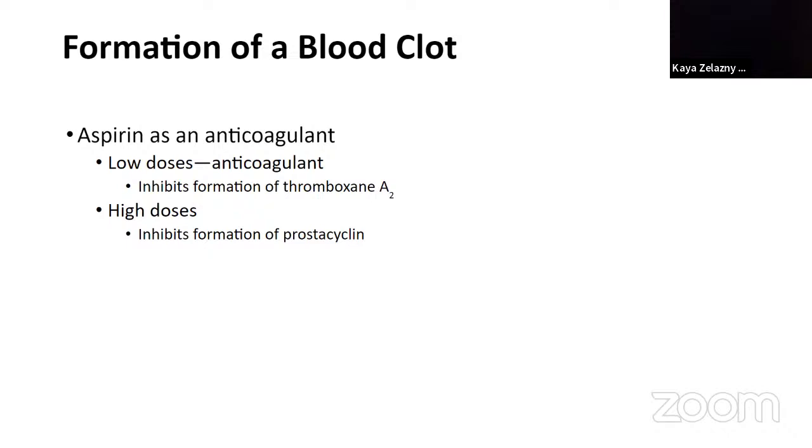So at low doses, it's an anticoagulant because it stops the platelet plug from forming because it's inhibiting one of those secretions that helps us make the plug in the first place.